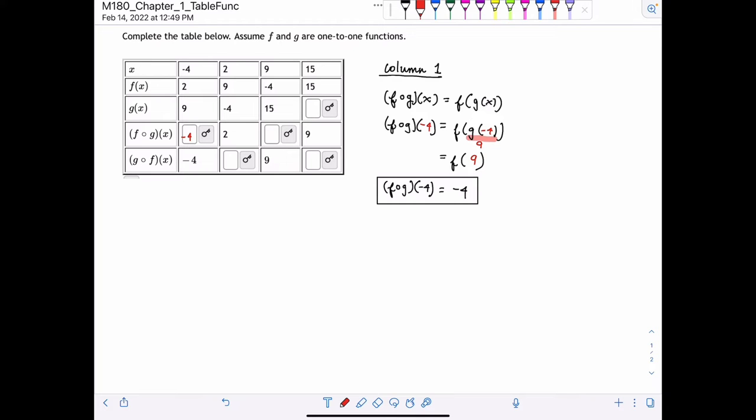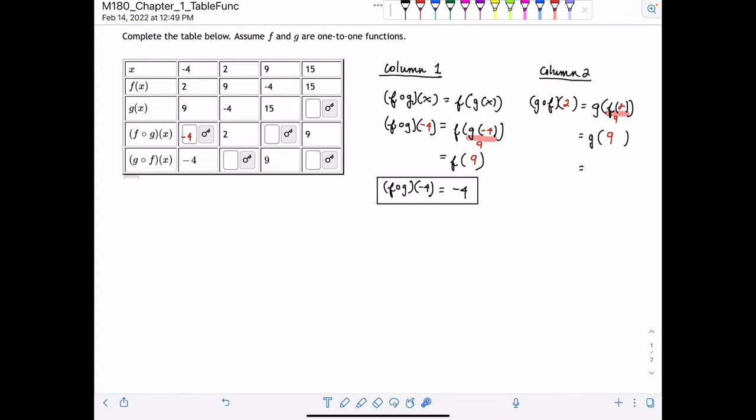All right, so column 2. Column 2 has this last one here. So G composed of F of 2. Remember, order matters with composition. So here we can write G composed of F of, in this case, 2. So this is equal to G of F of 2. So we look at the inner function first and see f of 2. So I go to my f, go where I see an x is 2, and then I see that would be 9. So now I get g of f of 2, which was from the table 9.